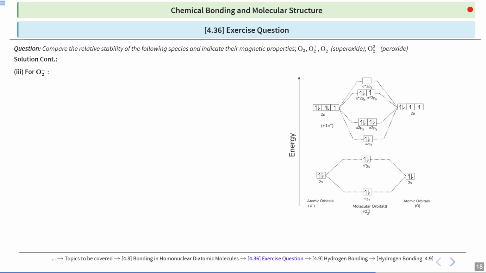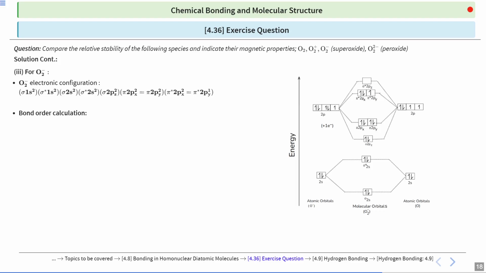Coming on to the next molecule, which is O2 minus. What will happen in the case of O2 minus? There will be an extra electron. The O2 was having pi star 2px and pi star 2py with 1 electron each. Because of this extra electron, now the pi star 2px is having 2 electrons in total. You can see it very clearly. So your new configuration will be as it is up till this point, which was the case for O2. But after this, we have pi star 2px2 and pi star 2py1.